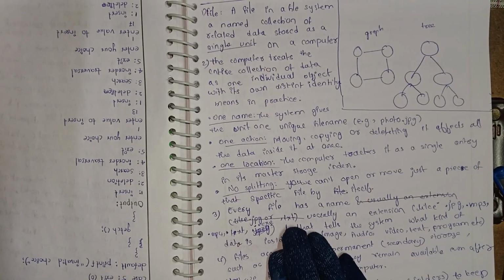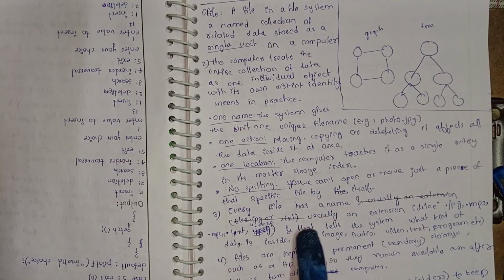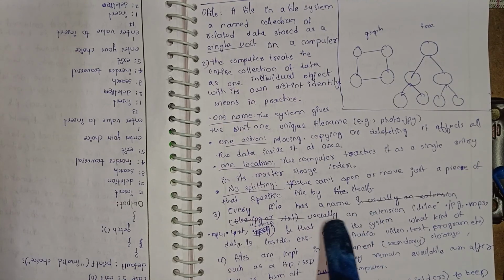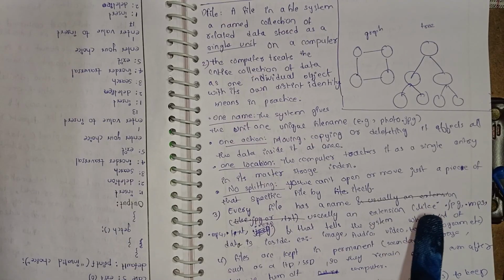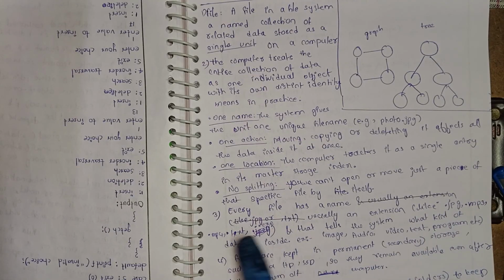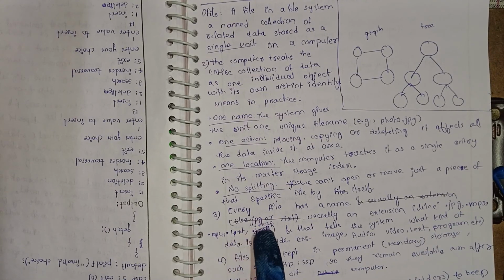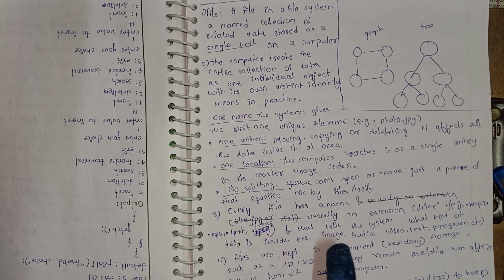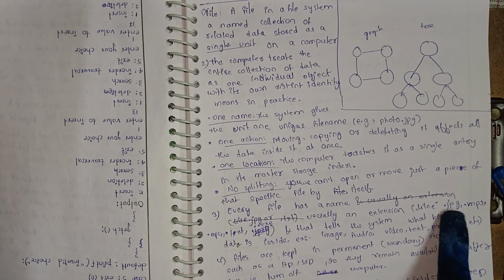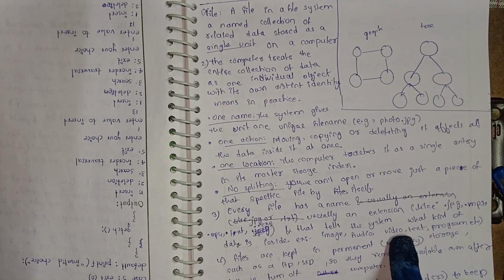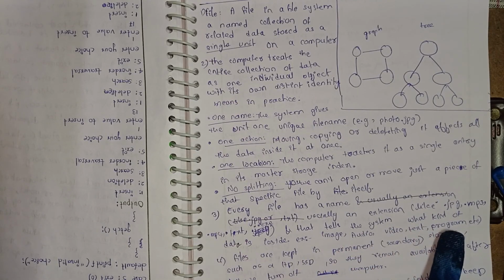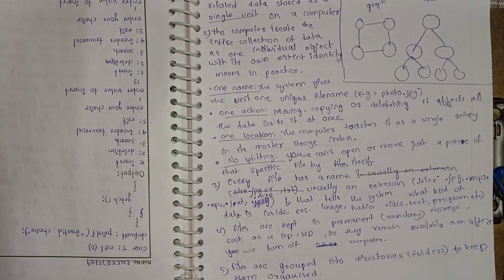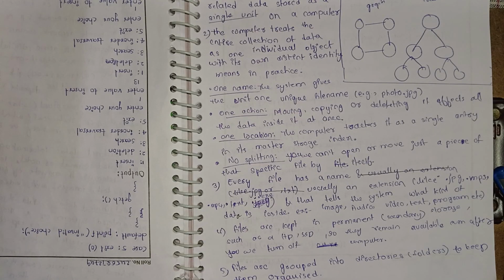Every file has a name and usually an extension, like .jpg, .mp3, .mp4, .txt, .exe, and that tells the system what kind of data is inside: image for jpg, audio for mp3, video for mp4, text for txt, program for exe, and many more, like CSV and etc.